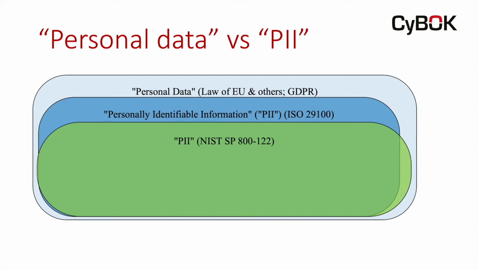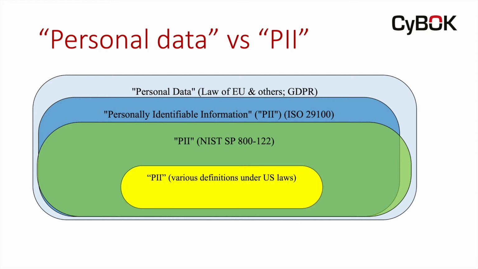Certainly the ISO and NIST definitions embrace the idea that something remains PII even if you can't tell the identity of the person involved. And so these relationships in this particular Venn diagram are a bit, let's say, imprecise. It's not entirely clear how they overlap. However, we then get to a very big problem.